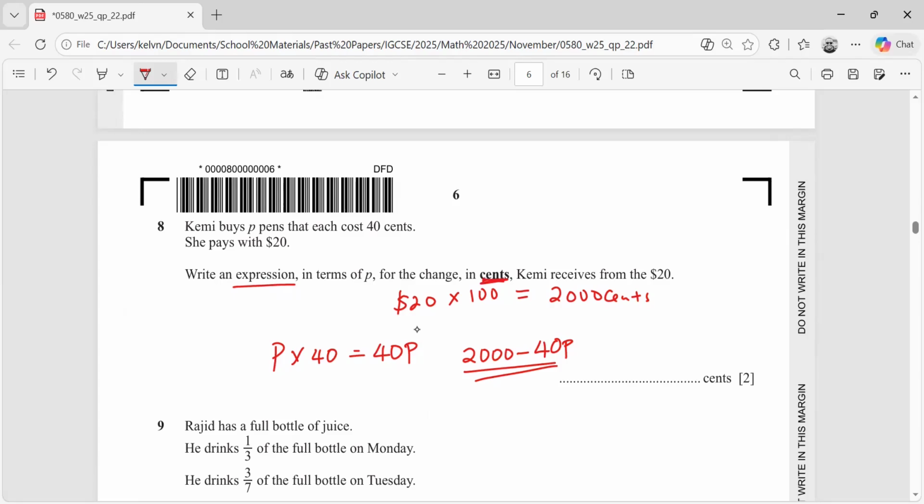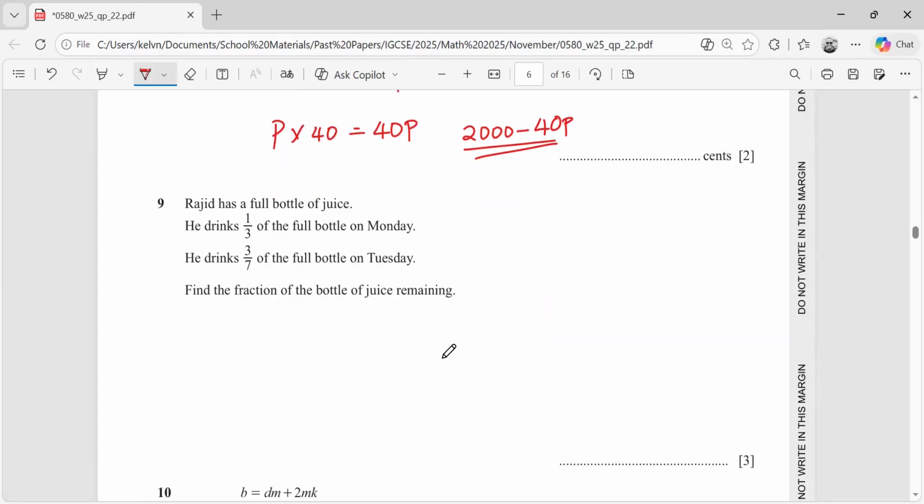Okay, so let's move on to number 9. So for number 9, it says, Rajid has a full bottle of juice. He drinks a third of the full bottle on Monday. He drinks 3/7 of the full bottle on Tuesday. And then you're told to find the fraction of the bottle of juice remaining.